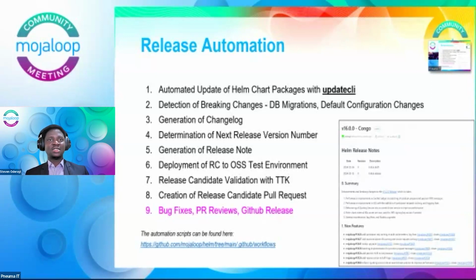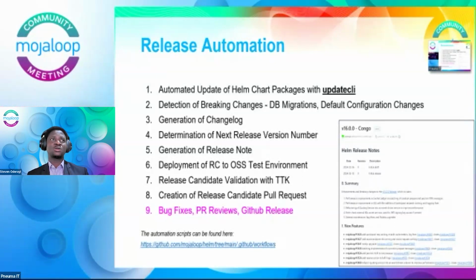So like I said, the 9th part requires, for instance, if the process picks up a bug during the validation, we will have to create stories for those bugs, and then someone has to pick up those bugs and fix them. And then the PR reviews is currently being done by a human, and then the final release task is done. So basically, this is what we have been able to achieve.